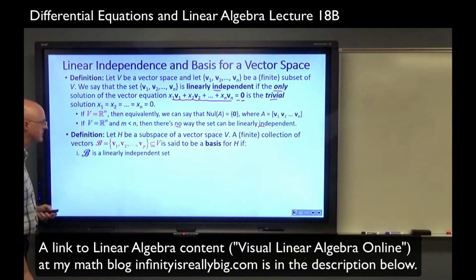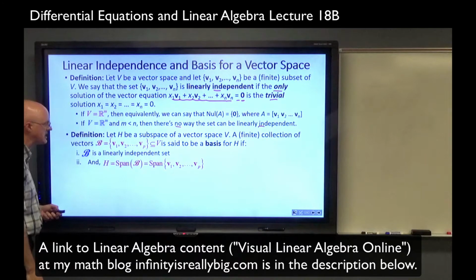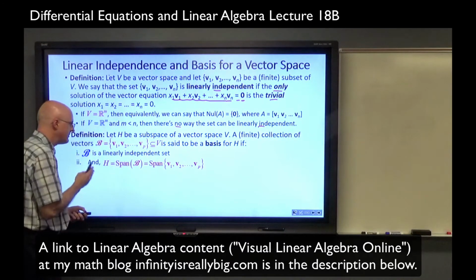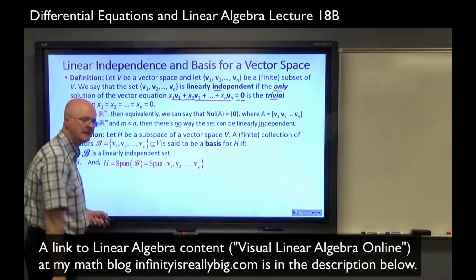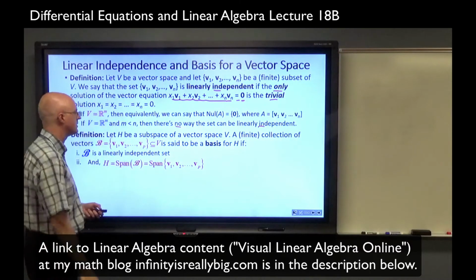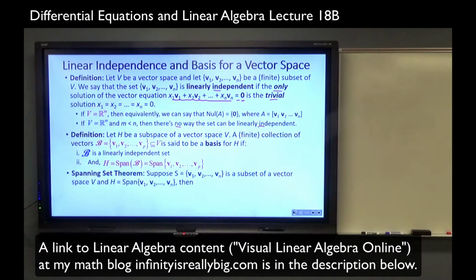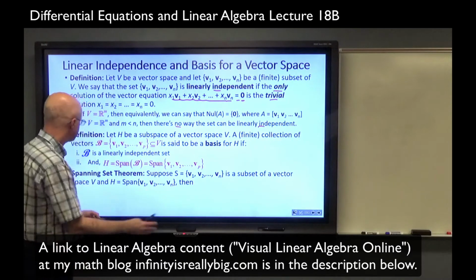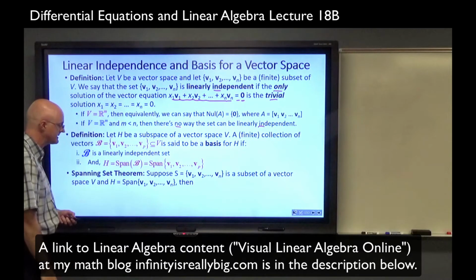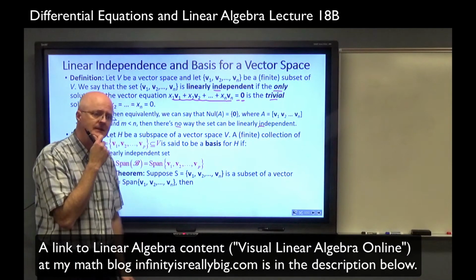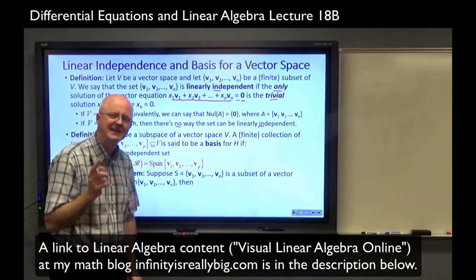If B is a linearly independent set of vectors, and secondly, B spans H. H equals the span of B, the span of v1 through vp, meaning every vector in H is a linear combination of vectors in the basis. Those two conditions have to hold to be a basis. The spanning set theorem says that if you've got a collection of vectors that spans a subspace, they might not be a basis, but you can keep removing vectors until you do get a basis.